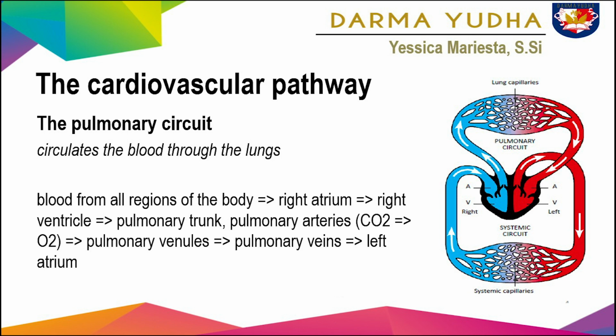Firstly, the blood from all regions of the body will circulate to the right atrium. After that, to the right ventricle, and after that to the pulmonary trunk and pulmonary arteries, and in the lungs, the carbon dioxide will diffuse out of the blood, and then the oxygen will diffuse into the blood. And then this blood that contains the oxygen will circulate to the pulmonary venules, after that to the pulmonary veins, and at the end it will enter the left atrium in the heart.